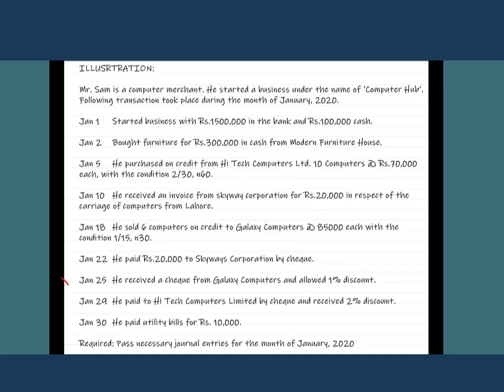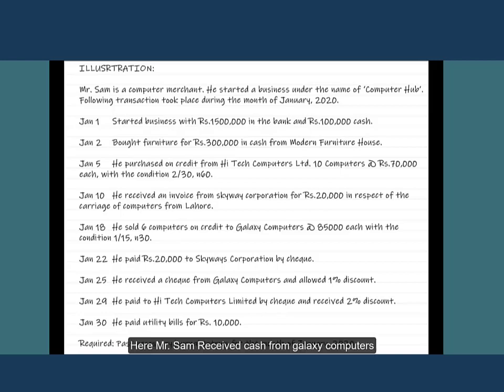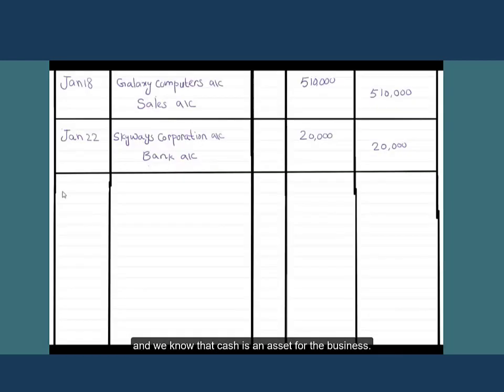On January 25, Mr. Sam received a check from Galaxy Computers and allowed them a discount of 1%. Here Mr. Sam received cash from Galaxy Computers, and we know that cash is an asset for the business, and when an asset increases we make a debit entry, and discount allowed is an expense for the seller, and when an expense increases we make a debit entry. On the other side, debtors are treated as an asset, and when an asset decreases we make a credit entry.